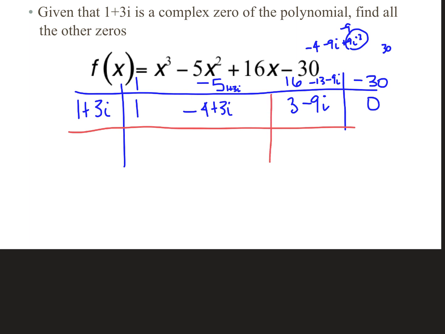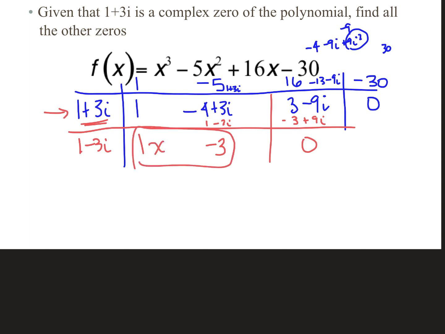I'm sending through the complex conjugate of this. The reason I'm doing that is since I am guaranteed that this works, I'm also guaranteed that this will work. So let's bring down the 1. When I multiply, I get 1 minus 3i. So when I add, I get -3, and then when I multiply, I get -3 plus 9i. And look at that, you get 0. I know, that one's a lot easier than the other one. So that means my depressed polynomial here, since I've depressed it twice, is now x minus 3.